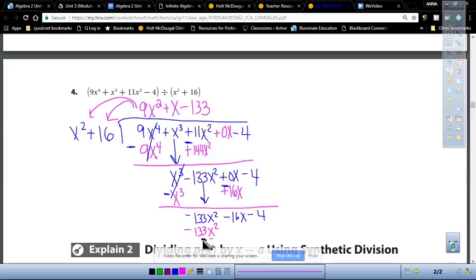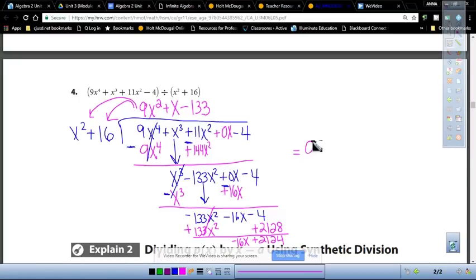And now I get negative 133 times 16. And that's negative 2,128. I'm distributing the negative, and that actually makes them both positives. And so I get negative 16x, and I get plus 2,124. My degree is now 1 versus my divisor had a degree of 2. So this is my remainder.